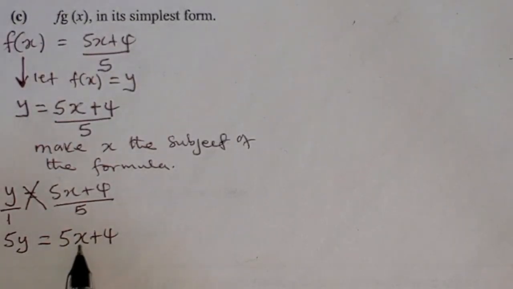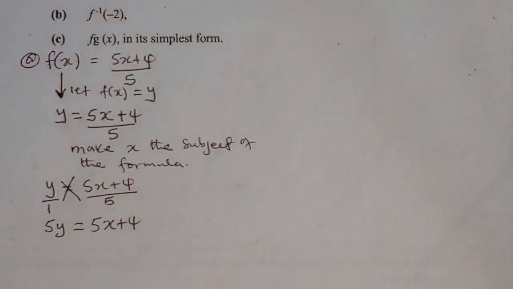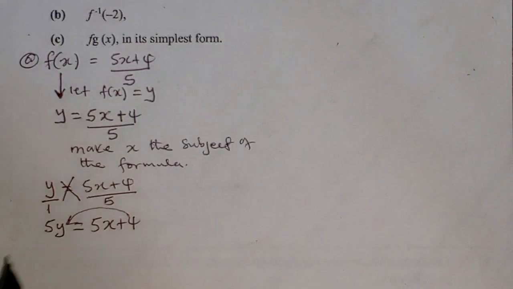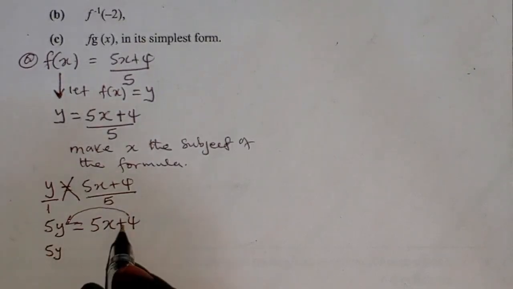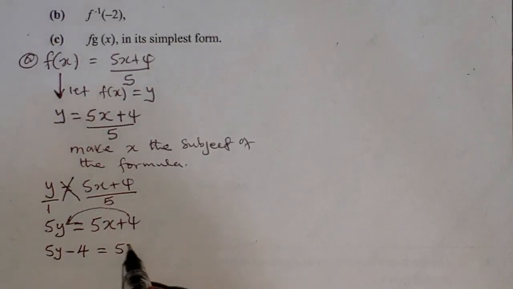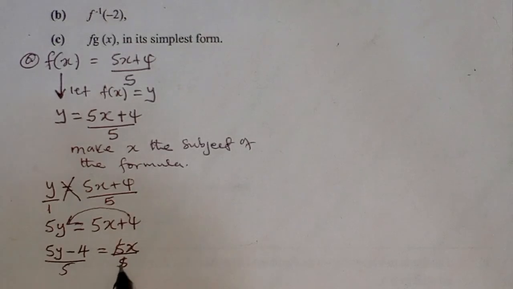So remember that we are making x the subject of the formula. In this case, 4 comes here. We are going to have 5y minus 4, because it was positive 4 and when it crosses the equal sign it becomes negative 4, equals 5x. From there, we divide throughout with 5. 5 and 5 go. So x is equal to (5y minus 4) over 5.